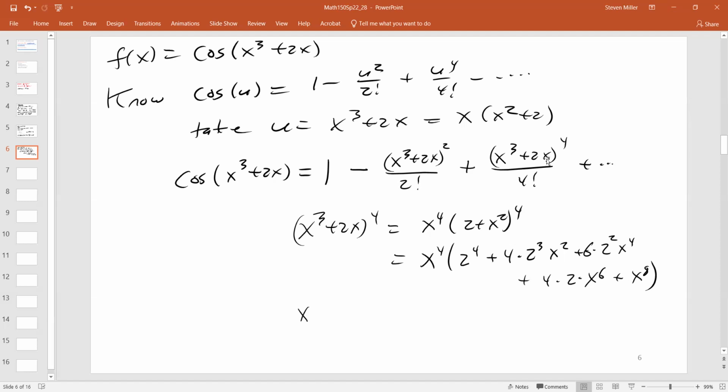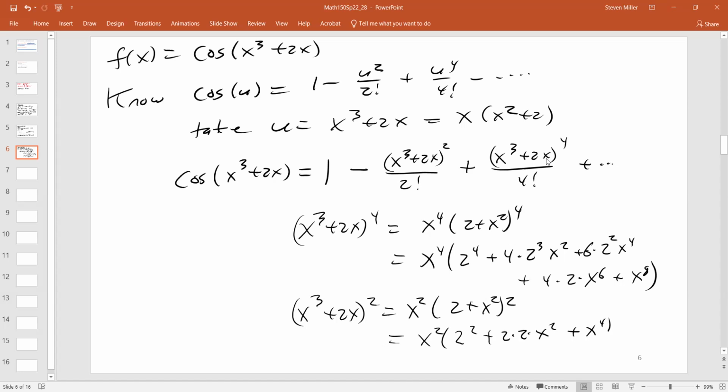If I look at x cubed plus 2x squared, this is x squared times 2 plus x squared squared. So this is going to be x squared times 4 plus 2 times 2 times x squared plus x to the 4th. So this is going to be 4x squared plus 4x to the 4th plus x to the 4th. So the only term that this can contribute to a degree 2 Taylor series expansion is the 4x squared.